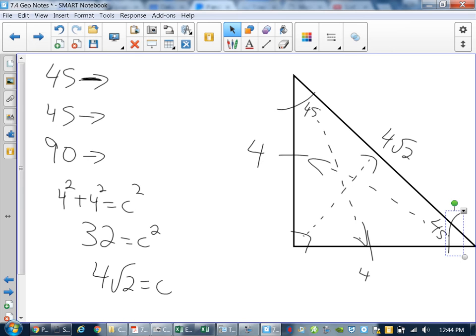What happens if my side lengths are x? If my side lengths are x, you get x squared plus x squared is c squared. You okay with that? What's x squared plus x squared? 2x squared. Good.